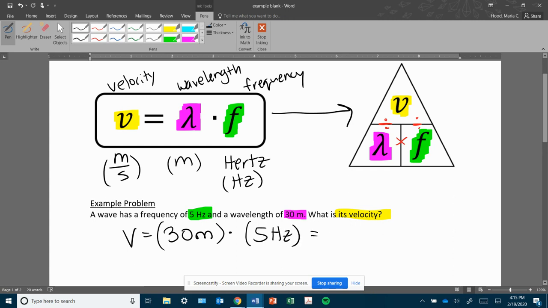So to solve for velocity, all I do is take my two numbers and multiply them out. When I do that, I get 150. Don't forget when you're solving these problems to show your work and give your answer with the correct units.